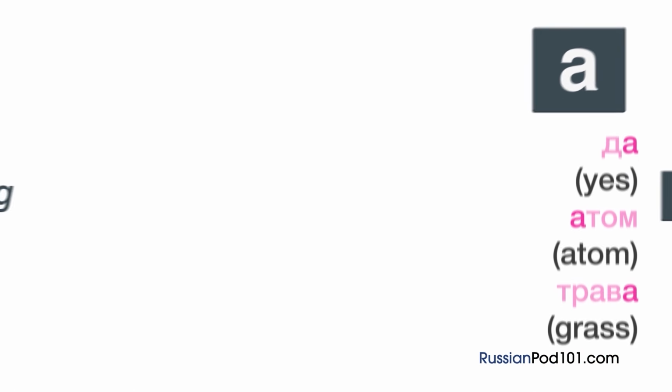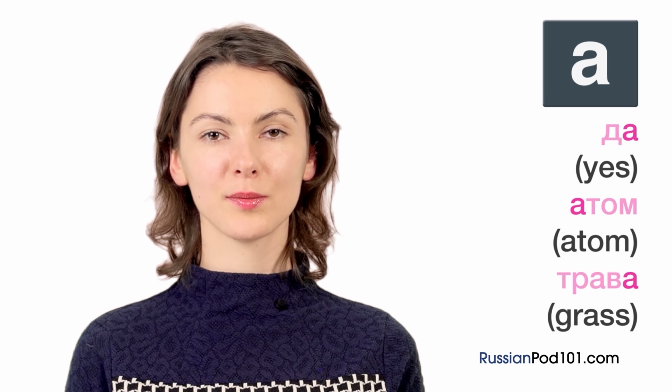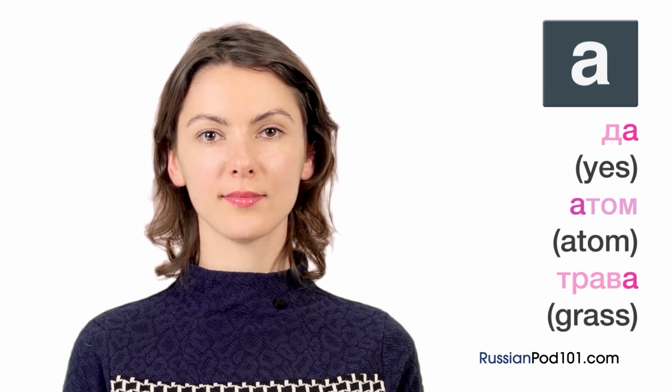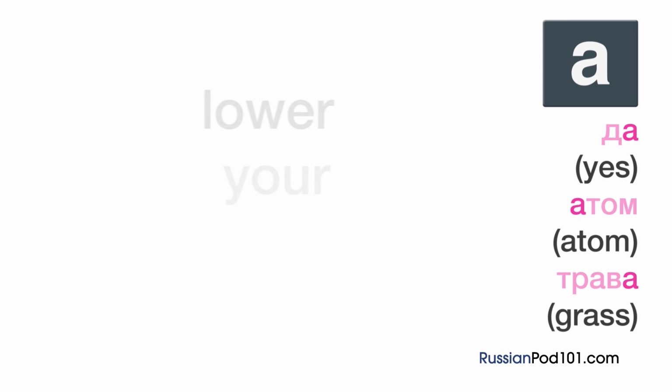The first vowel is А. да, атом, трава. This vowel sound is identical to the A in far. Be sure to lower your jaw and allow the mouth to open completely.